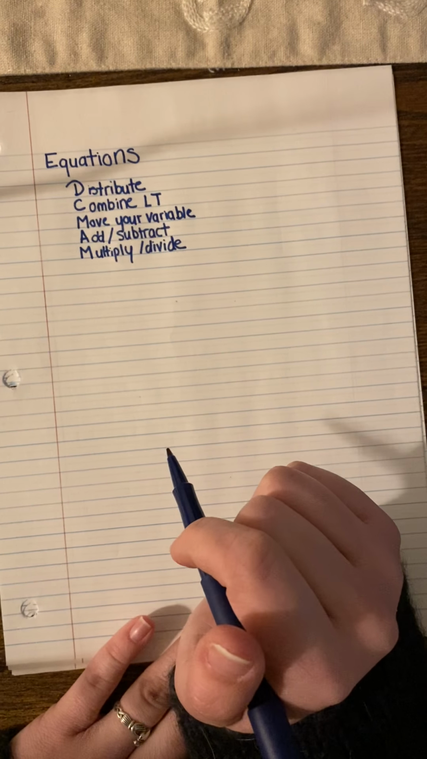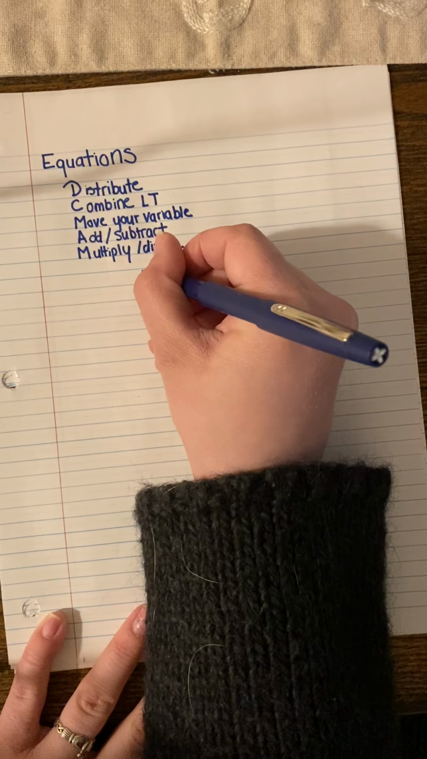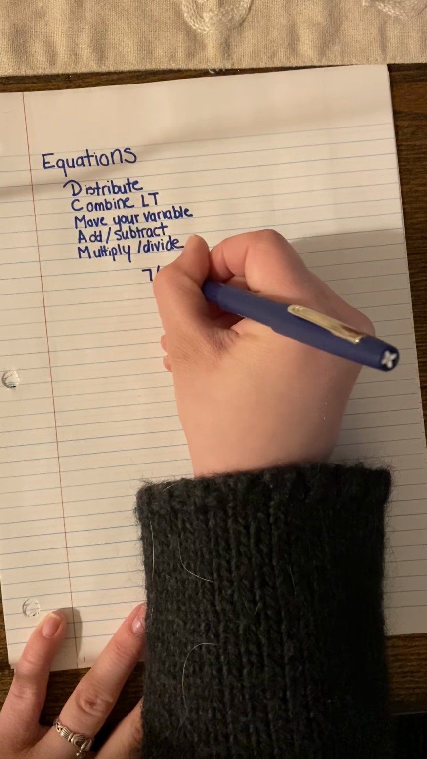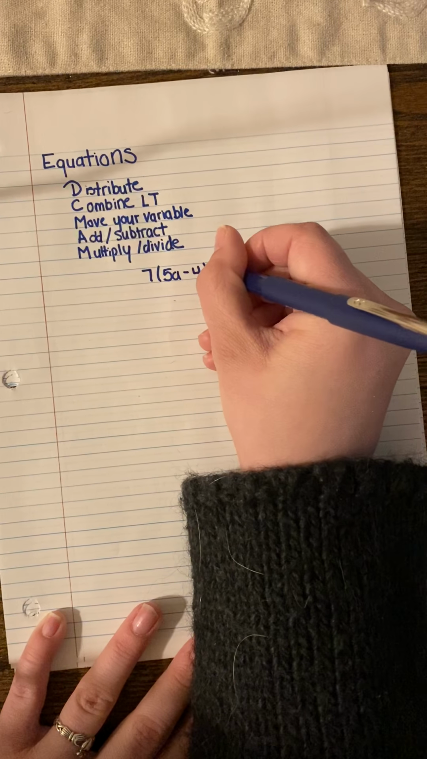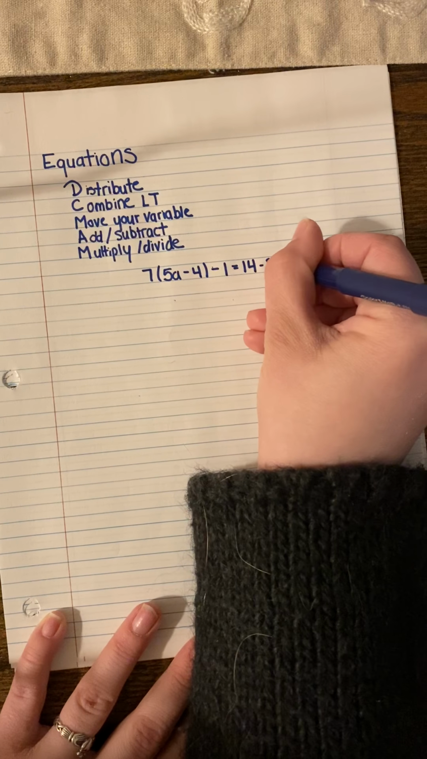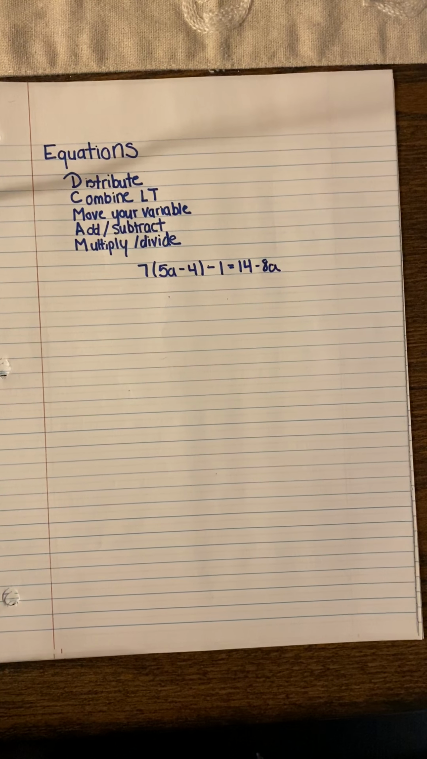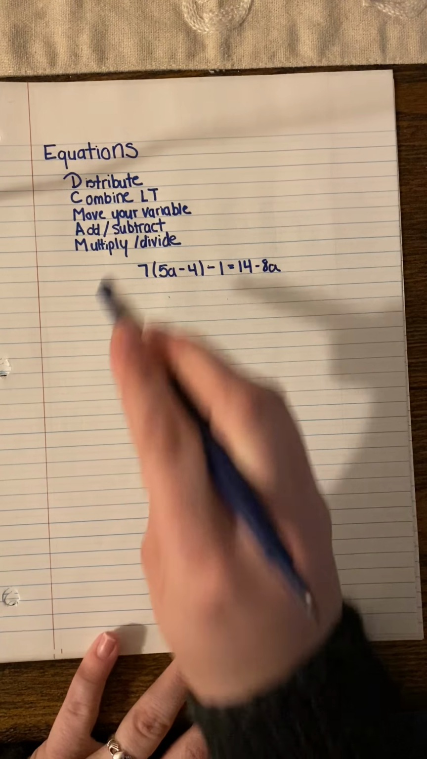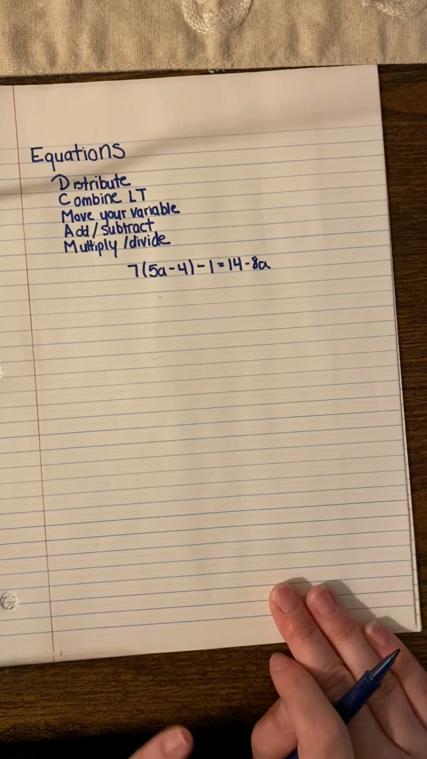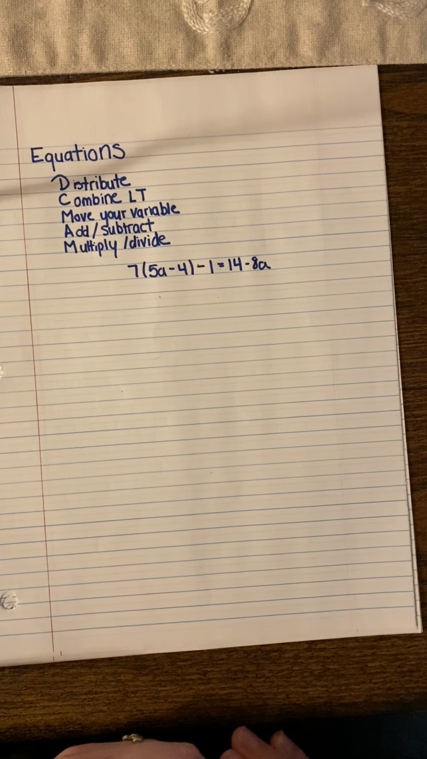So our first equation that we are going to solve is this one. 7 parentheses 5a minus 4, minus 1 equals 14 minus 8a. Okay. So this is a multi-step equation that we need to solve, okay? So we are going to go through step by step our don't call me after midnight method. If you would like, pause the video, try to solve it on your own, and then check your work with what we did, okay? I recommend that you do that.